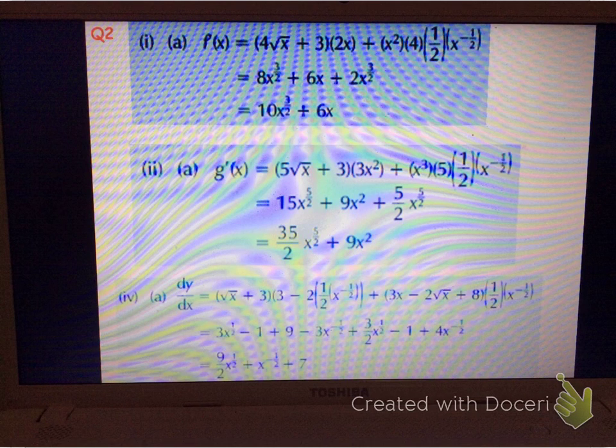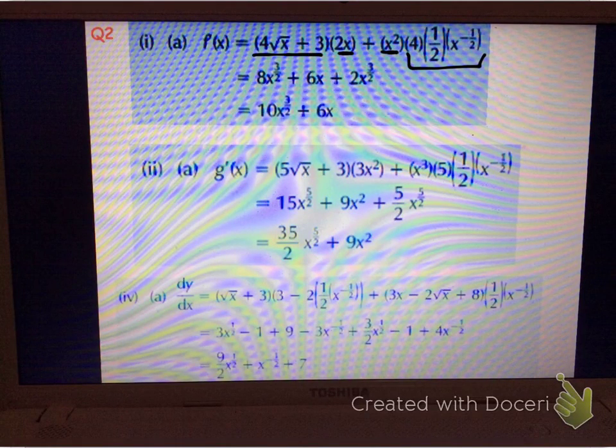Question 2. Again, using the product rule first, so f of x was equal to 4 bracket root x plus 3 by x squared. Remember the square root is the same as x to the power of a half, so just remember that. So we use our product rule again. So this is going to be your u multiplied by dv dx plus v multiplied by du dx.